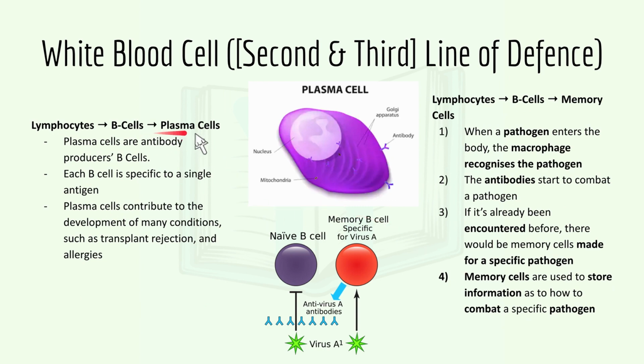Lymphocyte B cells, which are plasma cells and memory cells. Plasma cells are the antibody producers, and each B cell is specific to a single antigen. For the memory cell, when a pathogen enters the body, the macrophage recognizes the pathogen, and the antibodies start to combat it. If it has already been encountered before, memory cells will be made for that specific pathogen, and the memory cells are used to store information on how to combat that specific pathogen and the type of antigen for the virus, or let's say the pathogen, that enters the body.